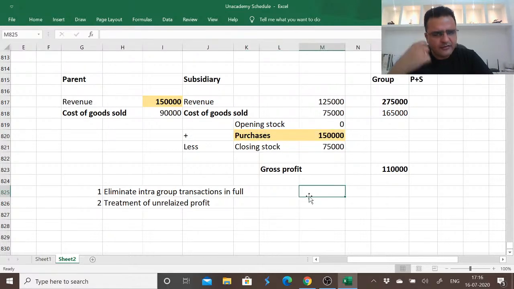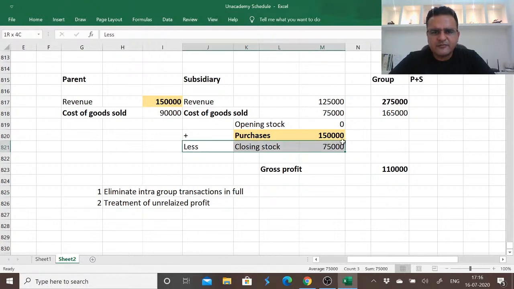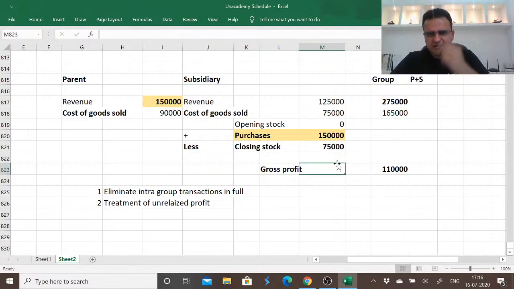This is actually an intra-group transaction. And out of this transaction, 75,000 worth of goods are still remaining in the inventory.